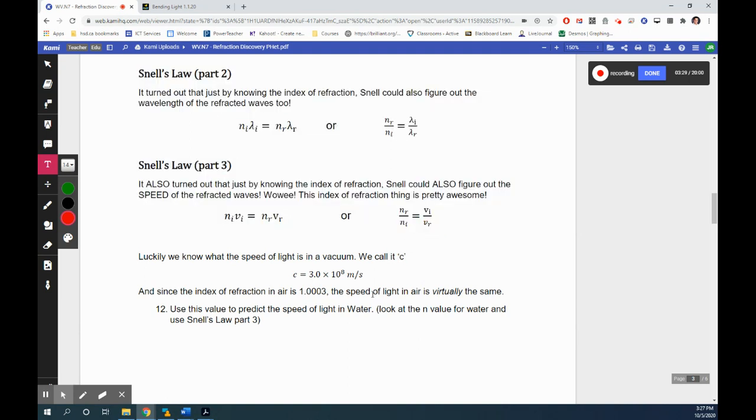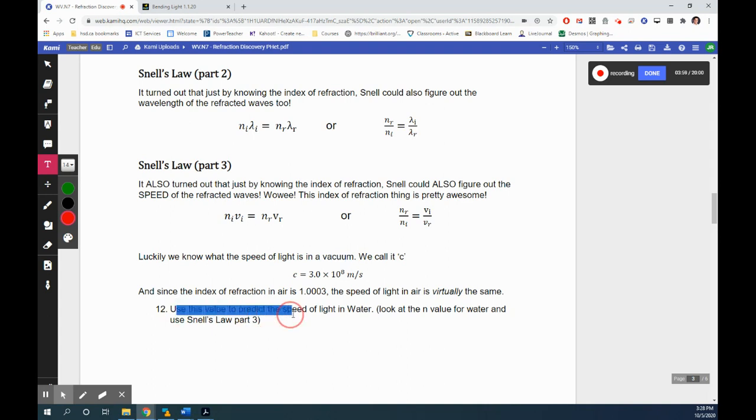And since we know light speed quite accurately, we know it's 3.0 times 10 to the 8 meters per second, and we call it C. And this is important. This is going to come up. And we know that the index of refraction in air is 1.0003. And so the speed of light in air is virtually the same as the speed of light in a vacuum, and so we don't have to change it. That's why we can go 1.00. And yes, that is the speed of light in air. It's basically the same as in a vacuum.